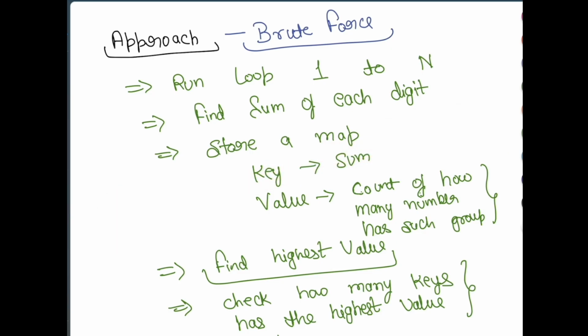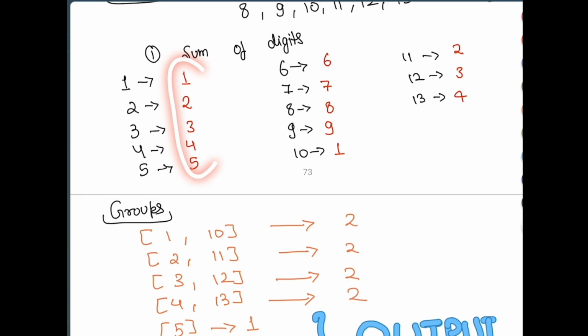So what we can do is run a loop from 1 to n, right? Because we need to check each number, 1, 2 till 13 if the value of n is 13, or till n for whatever n is given in the input. Then you need to find the sum of the digits of each number, right? So you run a loop over the digits, find the sum of those digits, and then store it in a map. The map will have the sum as the key. Whatever sum we are finding, we need to group it together, right?